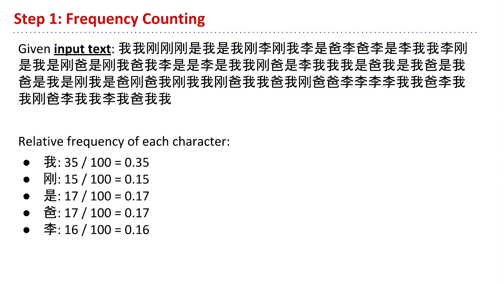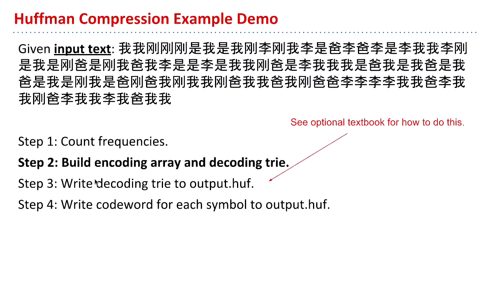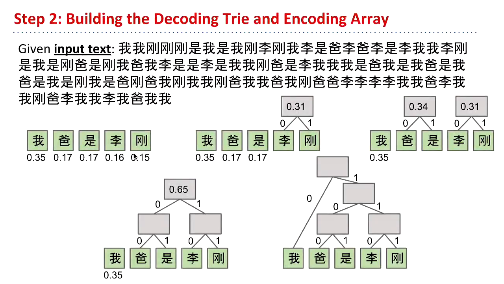Great, convenient. All right, then I'll calculate the relative frequency of each character. We then build the encoding array and the decoding trie. Those are our data structures. So we have an encoding array and a decoding trie. I won't show the array because it's boring. Building the decoding trie is pretty simple. We do that procedure we described.